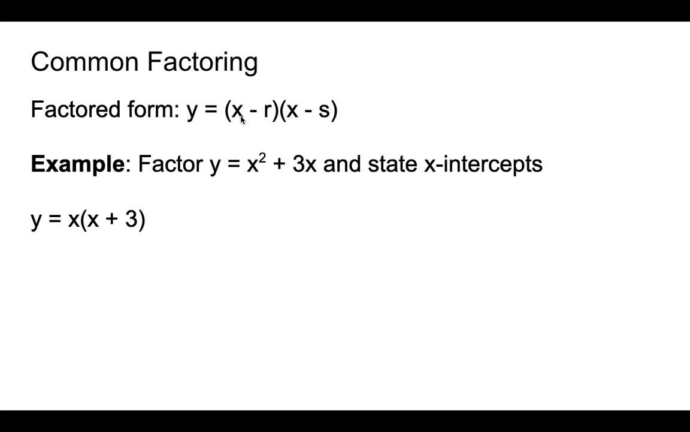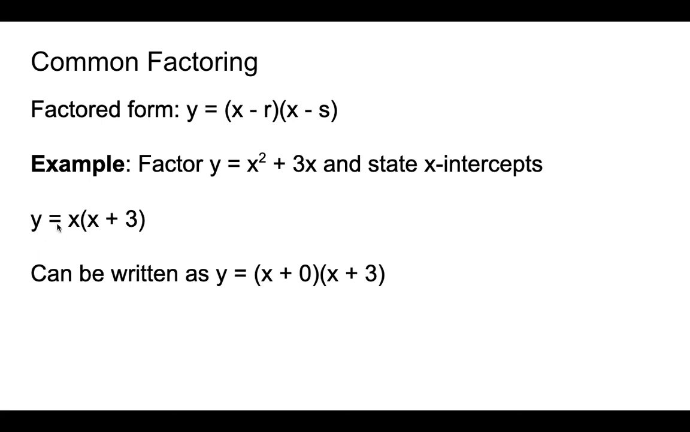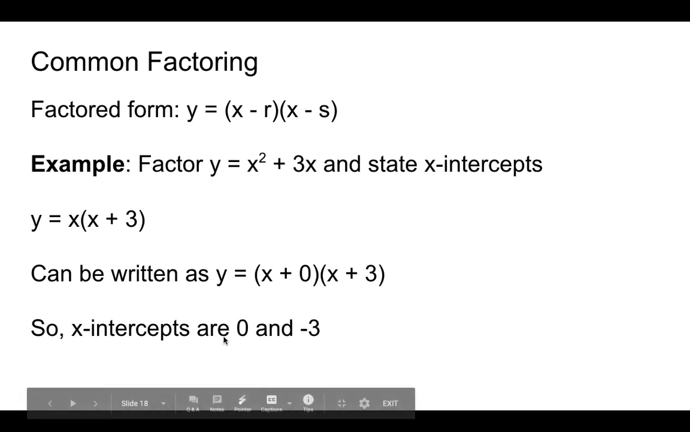Now, you might be wondering, this doesn't look quite like this, does it? We have 1 in that form, but this one's just hanging out by itself. Well, if you get something like this, just know this can be written as x plus 0, or x minus 0, if you want to think of it that way, and x plus 3. So our x-intercepts would have to be 0 and -3.